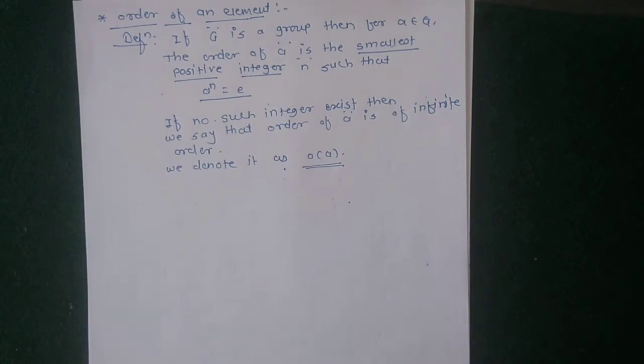If no such integer exists in the given group, then we say that the order of the given element is infinity. But if such an integer n exists, then the order of the element is n. Okay, this is the definition of the order of an element.